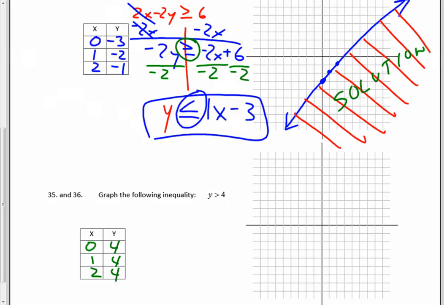It'll look this way. You'll get 0, 4, 1, 4, 2, 4. Solid or dotted? Dotted. And since it's greater than, which way?